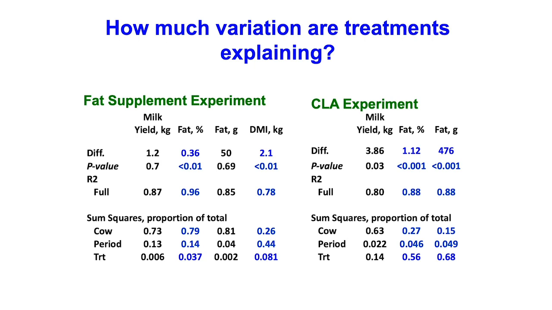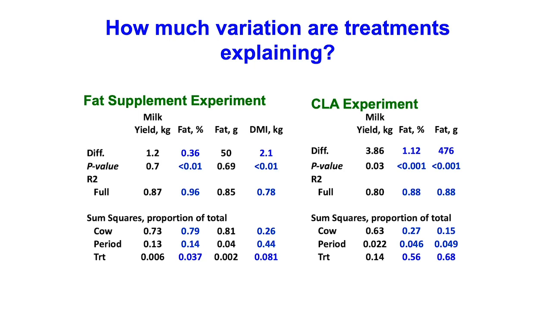So in this fat supplement experiment, we had an effect on milk fat and an effect on dry matter intake, highly significant. Our models are explaining a lot of variation, right? But then if we look at the sums of squares, which SAS doesn't actually allow us to see when we use PROC MIXED, we have to request Type 3 solutions to do this, we figure out where those sums of squares are.